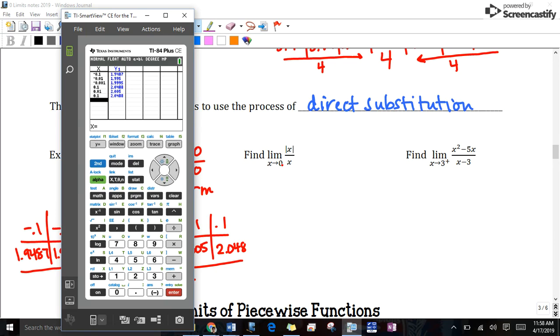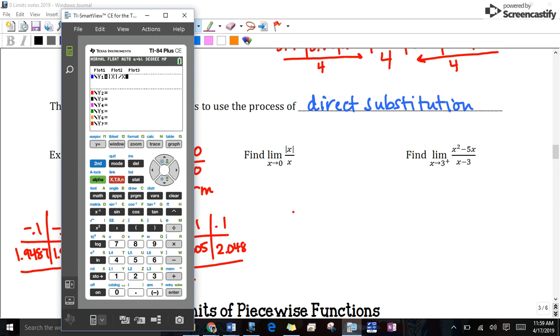Okay, next function, limit as x approaches 0 of absolute value of x over x. Again, I can see right off the bat that putting 0 in does nothing for me. I'm getting that indeterminate form again. So I'm going to go ahead and go to my calculator and type in that function, and then I will make my table. Absolute value is under math, over to number, absolute value. I need to get out of it and then divide by x.